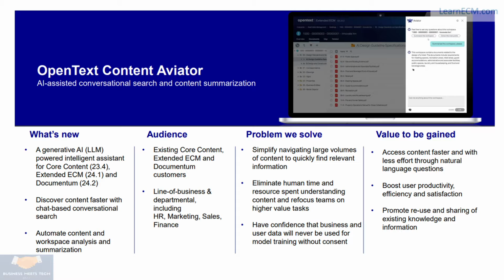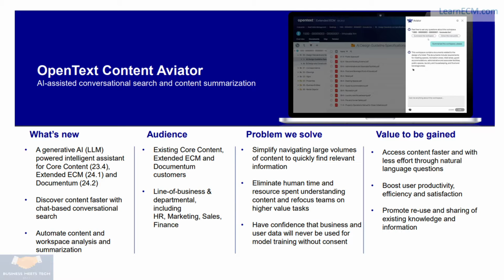Now let's look into a little more detail about OpenText Content Aviator. So what's new in this Content Aviator? A generative AI or LLM-based, AI-powered intelligent assistant for Core Content, as we see, and for Extended ECM and also for Documentum. It discovers content faster with chat-based conversational search, and it also automates content and workspace analysis and summarization. This is for existing Core Content applications, so somebody who is using Core Content will automatically have this feature enabled. Also, for the latest releases of Extended ECM and Documentum, these features are being introduced.